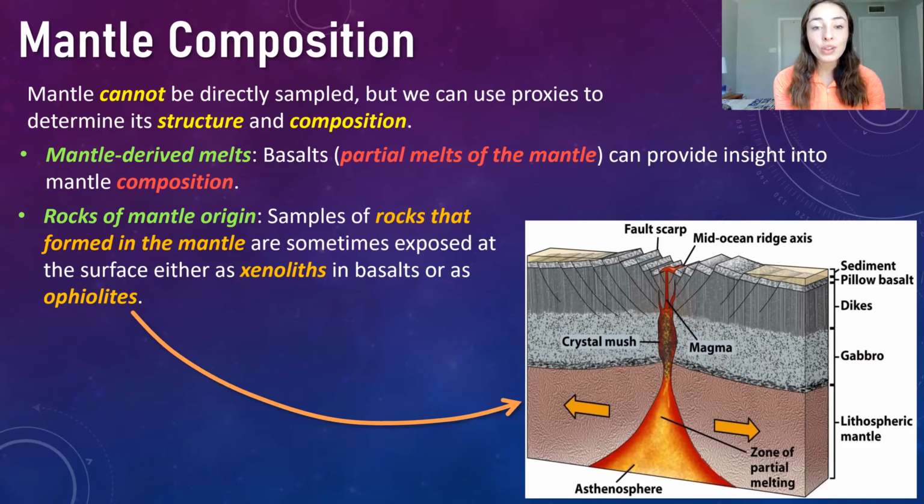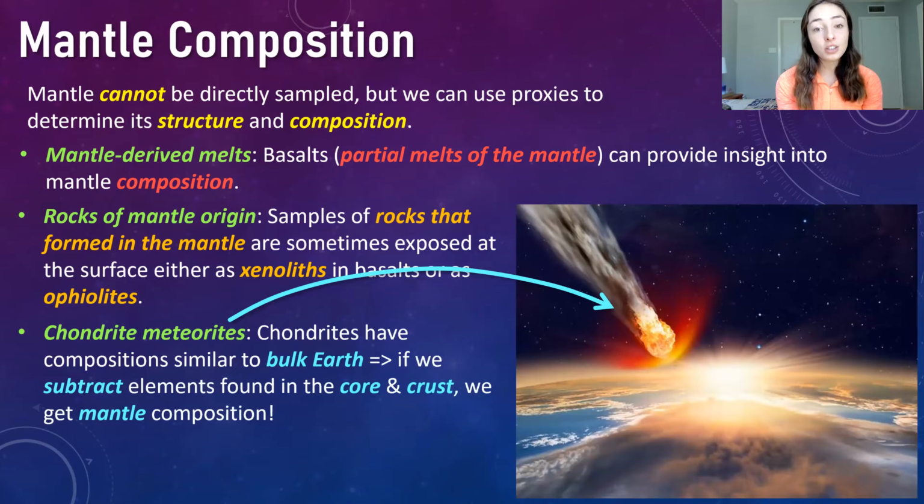Likewise, ophiolites, or ophiolite suites, are pieces of upper mantle and oceanic crust that have been thrusted up onto continents by tectonic activity. And these can be really valuable in understanding at least the upper mantle's structure. Another thing that can be useful though are chondrites.